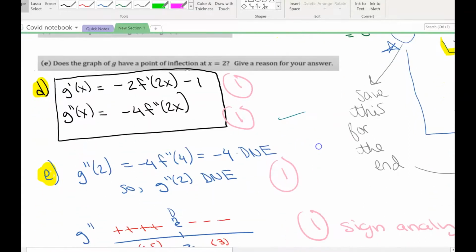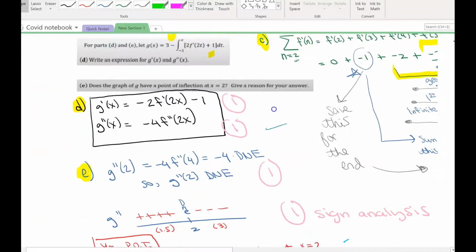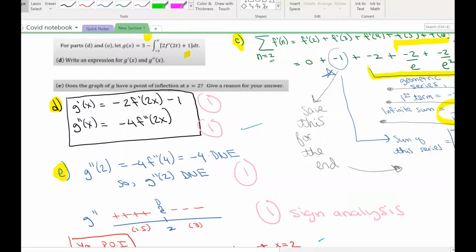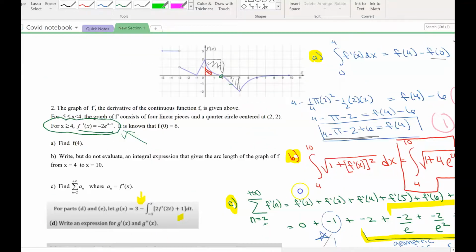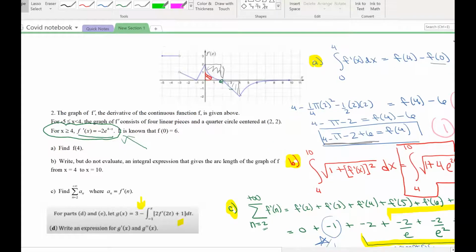Okay, part E, does the graph of G have a point of inflection at x equals 2? Well, let's see. First of all, G double prime of 2, by definition up here, equals -4 times f double prime of 4. Well, let's see. What does f double prime of 4 equal? F double prime of 4, where are we? Right here. At that point, it is undefined. It's a cusp.